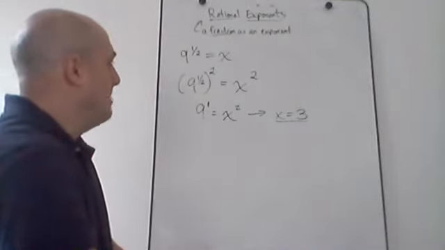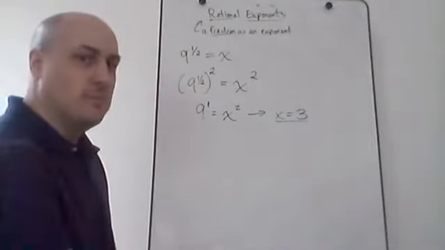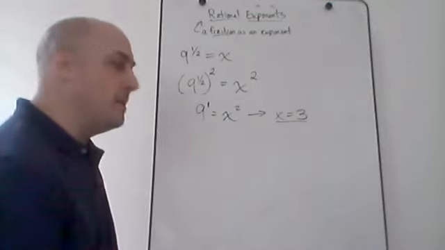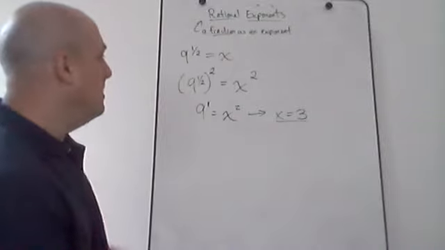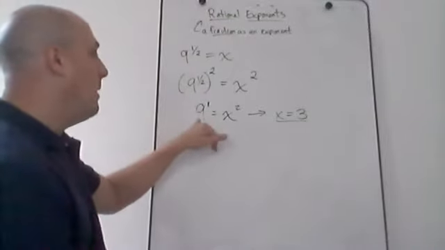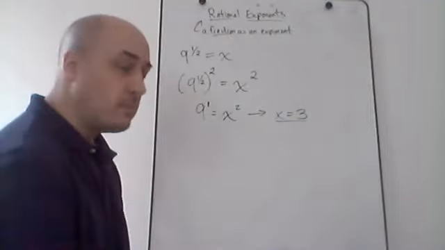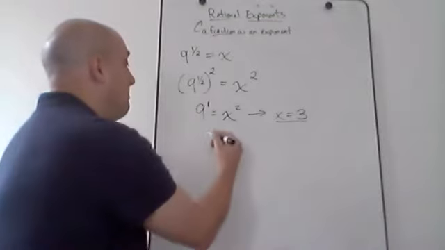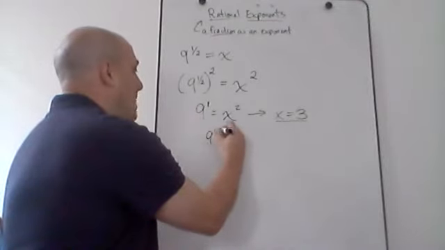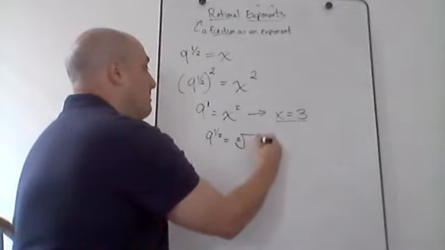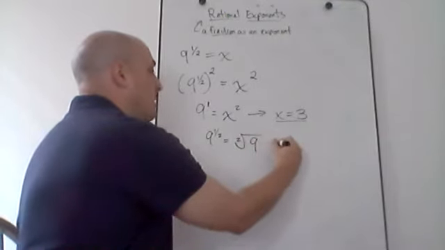That's great, but do I really have to do something like this every time I have something raised to a 1/2 power? Is there a simpler way we can do this? Think about it like this. What is the relationship between 9 and 3? If I start with 9, what do I have to do with 9 to get 3? Well, if I take the square root of 9, that gives me 3. So 9 to the 1/2 power equals the second root, or the square root of 9, which gives me 3.